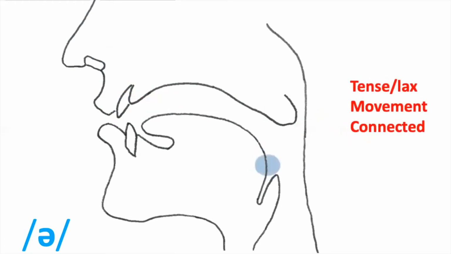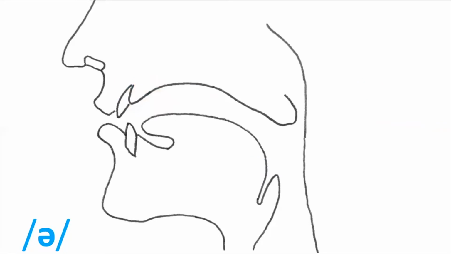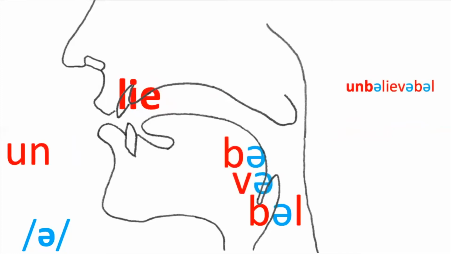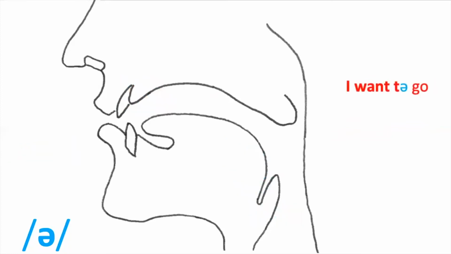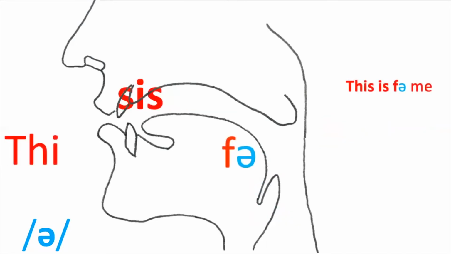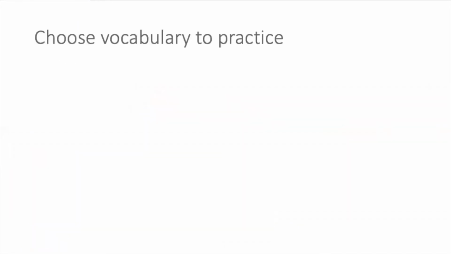Okay, and it works the other way too. But notice, if you teach a schwa by itself, you just won't get the right sound. It needs to be in contrast to a tense sound as well. So let's do it the other way around as well. And try to repeat if you want, but I know I'm going too quickly. So a book, about, this is a pen, unbelievable, I want to go. This is for me. Okay, so you get the idea.